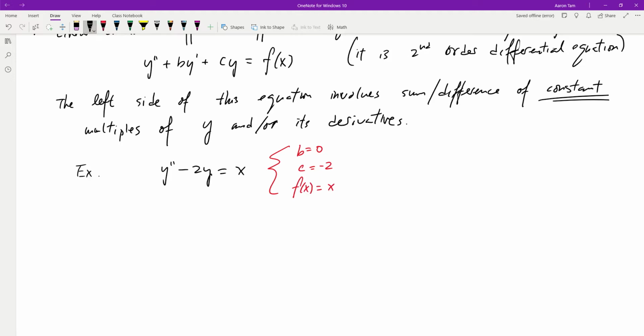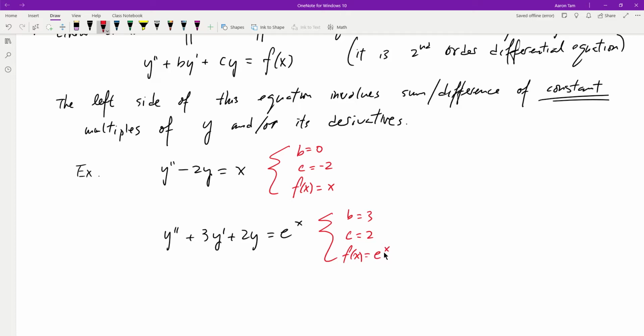A second one could be this one: y double prime plus 3y prime plus 2y equal to e to the x. So in this one, you have b equal to 3, c equal to 2, and f of x is equal to e to the x. Now notice that both of these have no coefficient in front of y double prime. And if you do have a coefficient in front of y double prime, what you would do is simply divide out the whole thing.